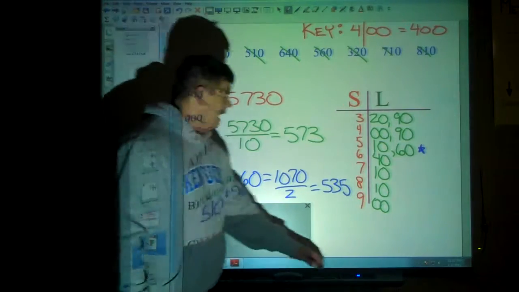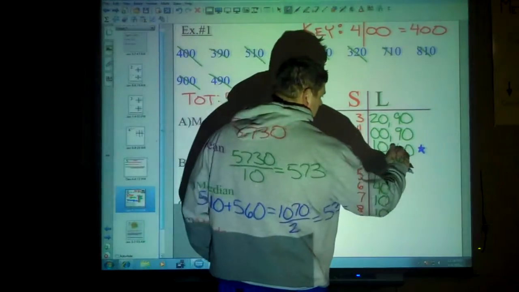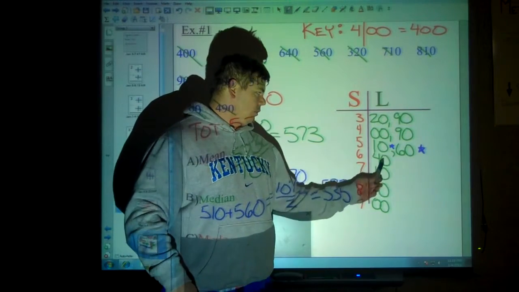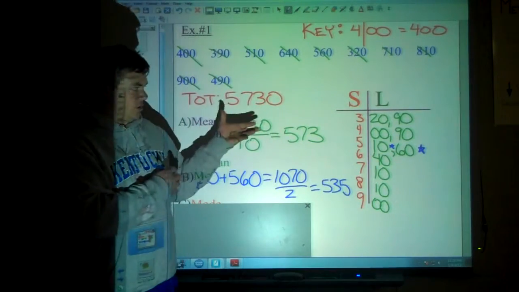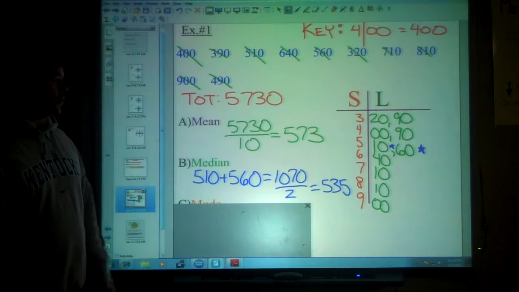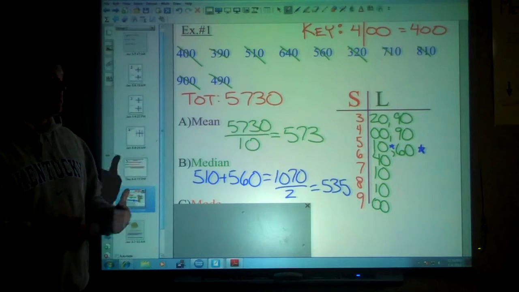And 535 would be right in here. Now you'll notice there are 5 numbers smaller, 5 numbers bigger. Maybe that's a better measure of central tendency, or what tends to be in the middle.